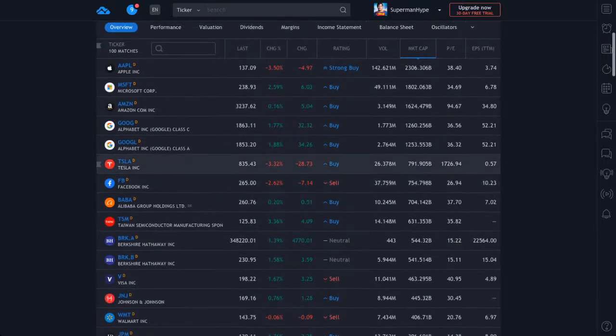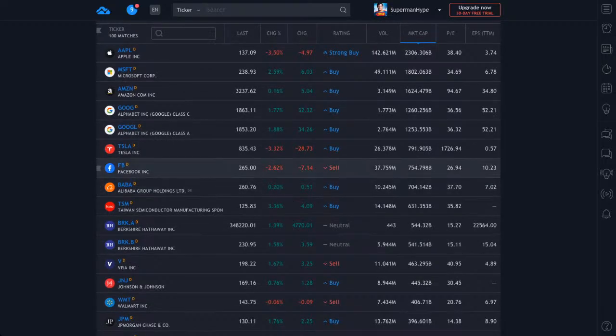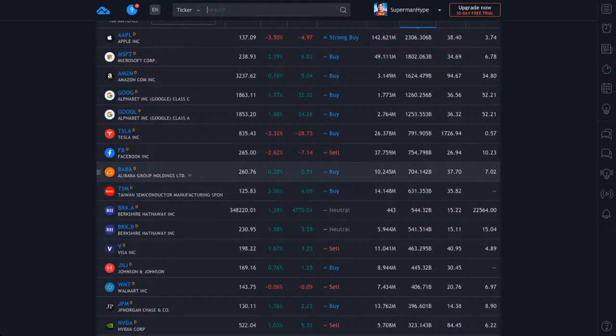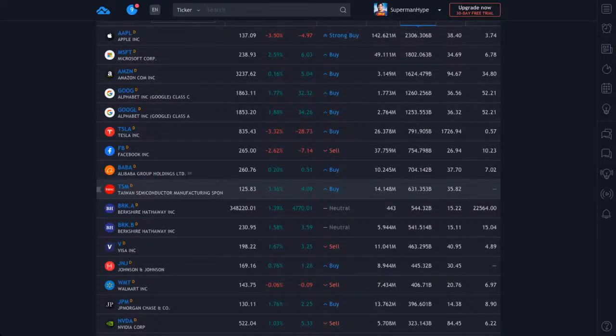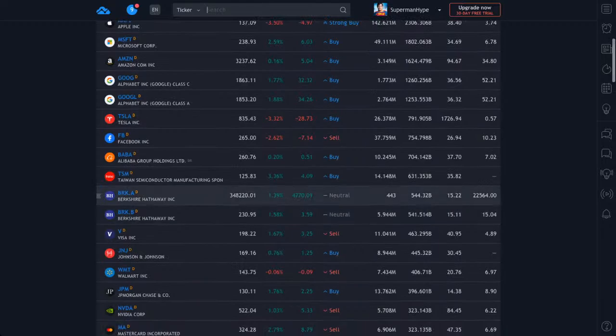So Facebook is obviously huge, a social network company. It's down 2.62, $7.14, and it's got a sell rating on it at the moment. And obviously these are a bit controversial now, these big tech social networks. So they're probably having a little bit of volatility there. Baba, you got Alibaba, which is obviously the Chinese one, used around the world in a lot of devices, computers, etc. So then you got Berkshire Hathaway.